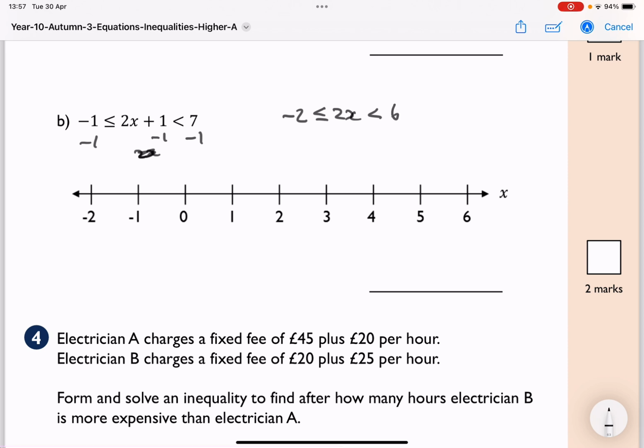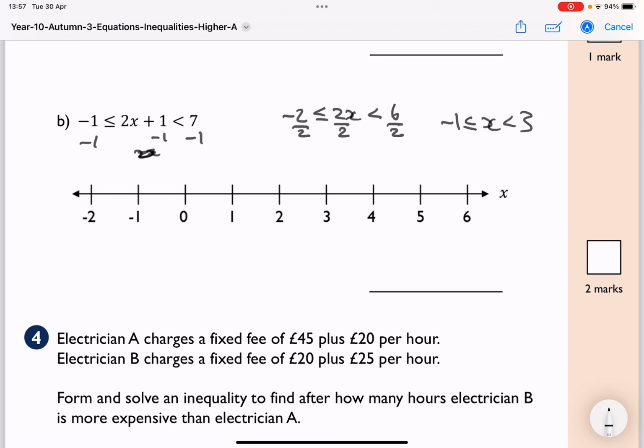Then I need to get rid of the 2, which I do by dividing. And because I divide by 2, I need to divide everything by 2. Negative 2 divided by 2 is minus 1. Keep the symbols the same. 2x divided by 2 is x. 6 divided by 2 is 3.